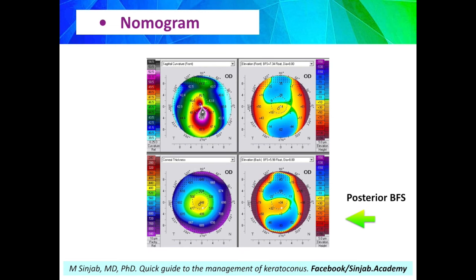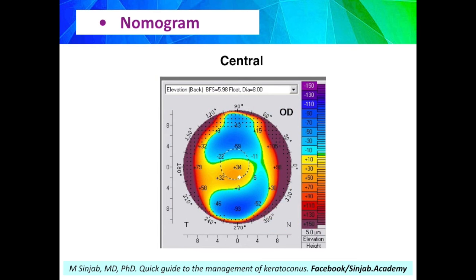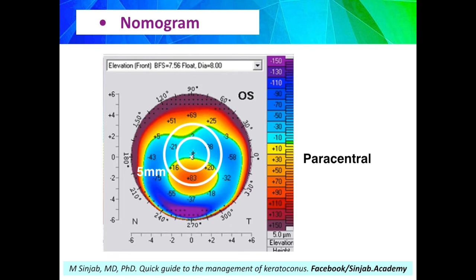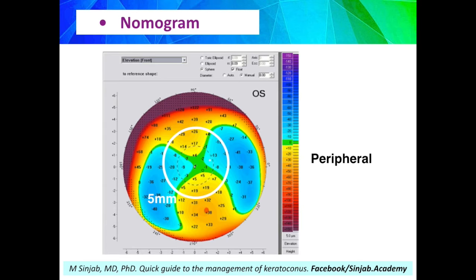I use the posterior best fit sphere elevation map, and I see the cone, whether it is central, paracentral, or peripheral. In this picture, the cone is central because its apex lies within the central 3 mm zone. This is a paracentral cone because its apex lies between the 3 and the 5 mm central zones. And this is a peripheral cone because the apex is outside the 5 mm zone.